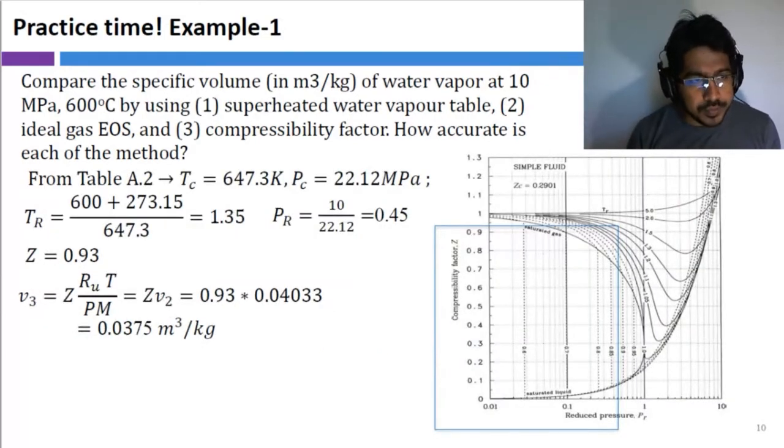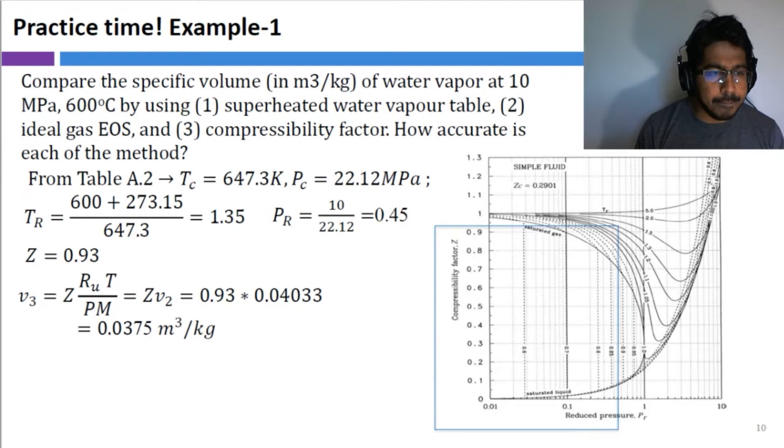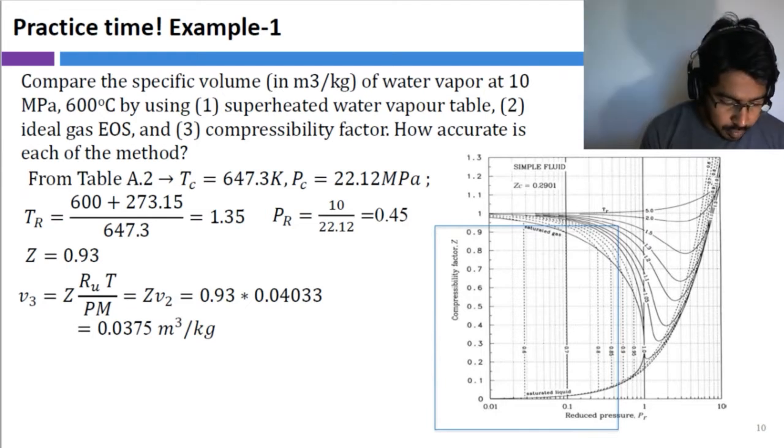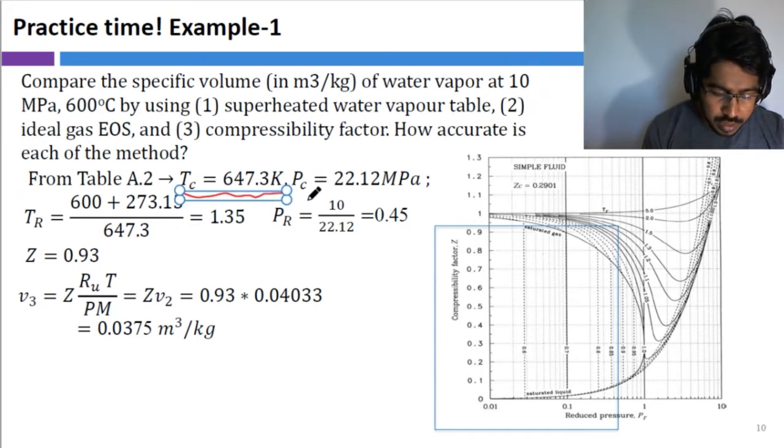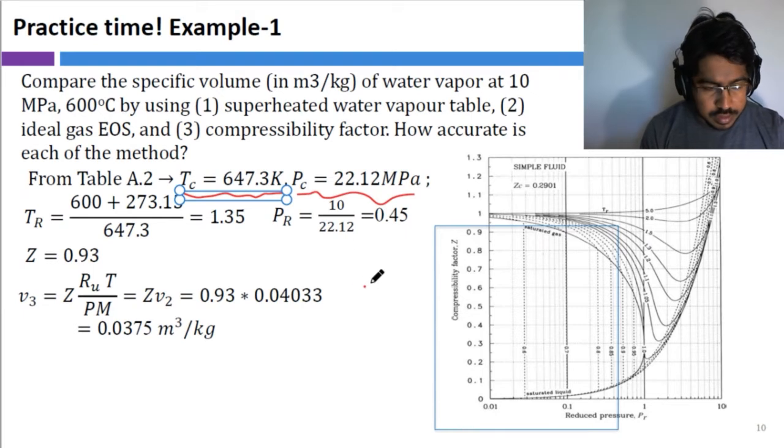Right. So now the last one, compressibility factor. How can we find the specific volume of this given substance using the compressibility factor? To find the compressibility factor, we need to find the reduced pressure and reduced temperature. In order to do that, we have to find T critical and P critical.